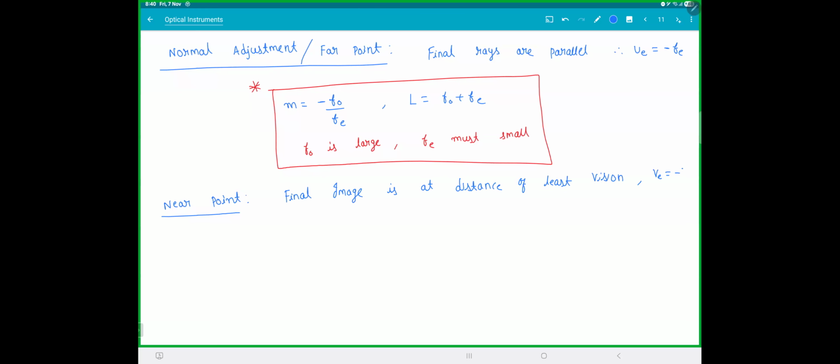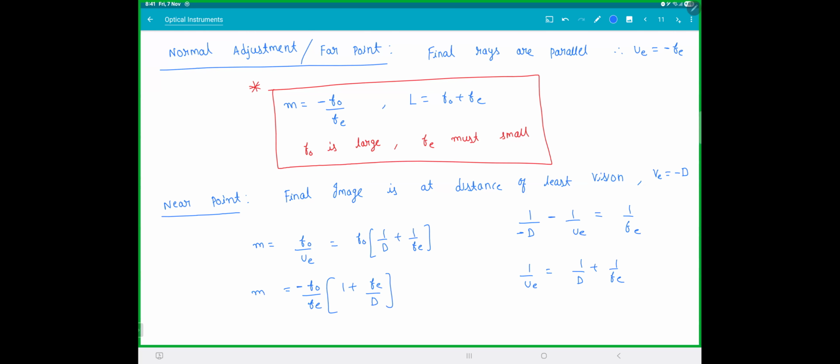So VE is minus D. Magnification is F naught by UV. Using the lens maker formula, 1 by minus D minus 1 by UV is equal to 1 by FE. Substitute here, this is F naught. If you take out FE common, you end up with 1 plus FE by D. There, this is the magnification in case of the near point.